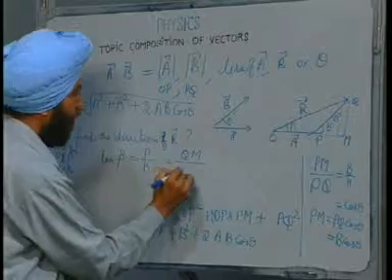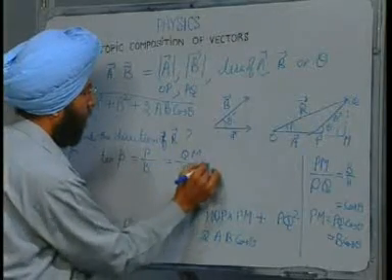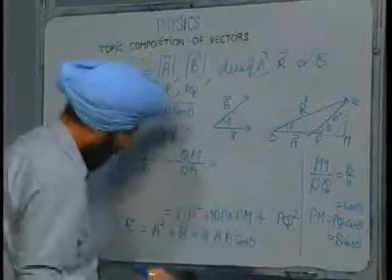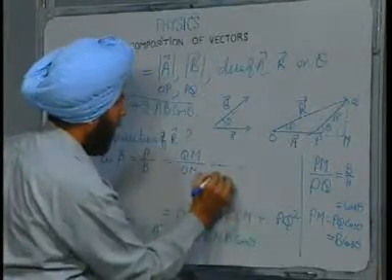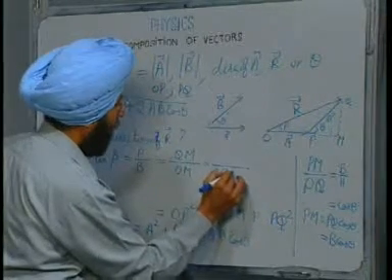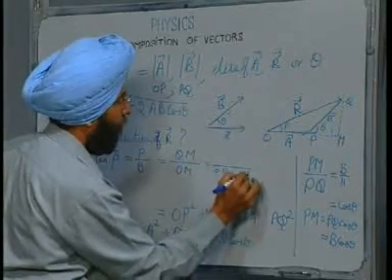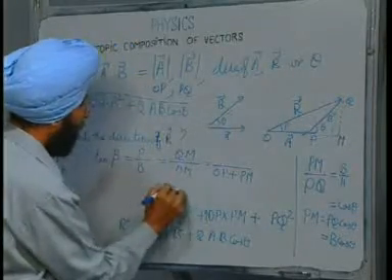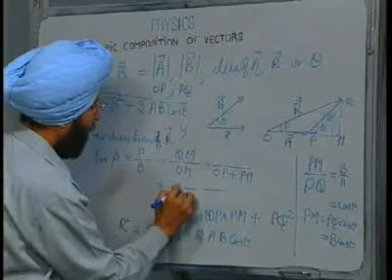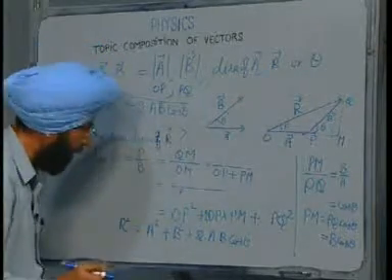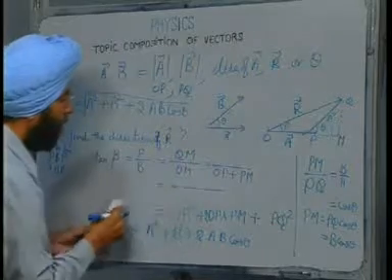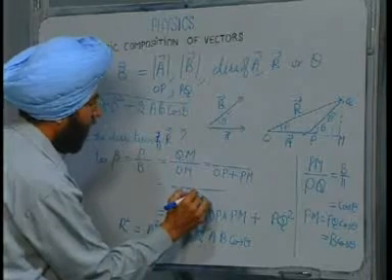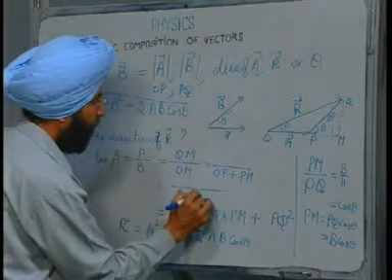and base is OM. Again, we have OP plus PM. PM we have calculated. OP is B, OP is A, magnitude of OP is magnitude of A, PM is B cos theta.